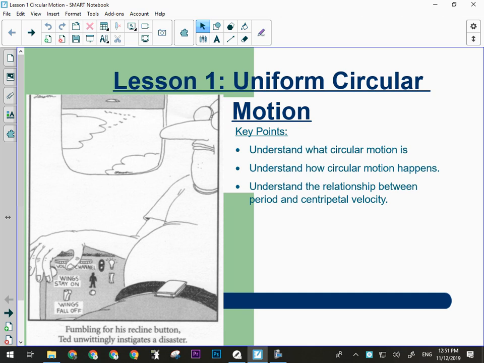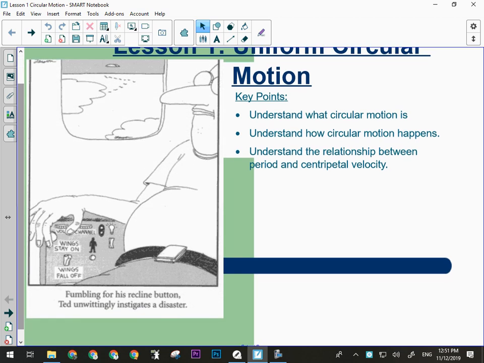All right, so for today, we need to look at what uniform circular motion entails. Okay, so what it is, how it happens, and the relationship between period and centripetal velocity. So some new terms that we're going to be going over. Now, quick review, because a lot of the stuff from Unit 2 about Newton's laws applies to circles. Not in the same way, like having to figure out net force and all that kind of stuff, but just the laws themselves.